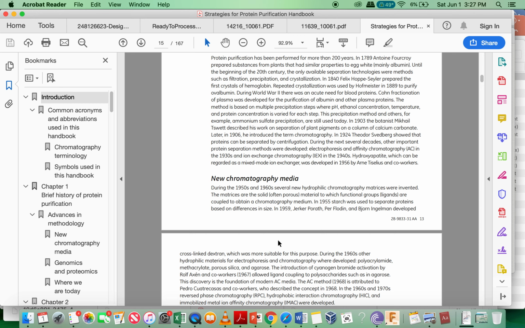Repeated crystallization was used by Hofmeister to purify ovalbumin. During World War II, there was an acute need for blood protein. Cohn fractionation of plasma was developed for the purification of albumin and other plasma proteins. The method is based on multiple precipitation steps where pH, ethanol concentration, temperature, and protein concentration are varied for each step. This precipitation method and others, for example ammonium sulfate precipitation, are still used today.